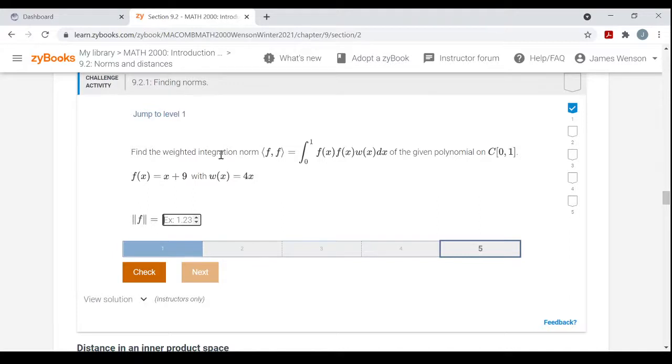Now, they didn't really mention weighted, but they're defining it for you here. So the weight w of x here is 4x. And the inner product is defined this way. The inner product of any function with itself is going to be that function squared times this weight function, 4x. So find the norm of f in this case. Basically find this and then take the square root, for this function f and this function w. Okay.